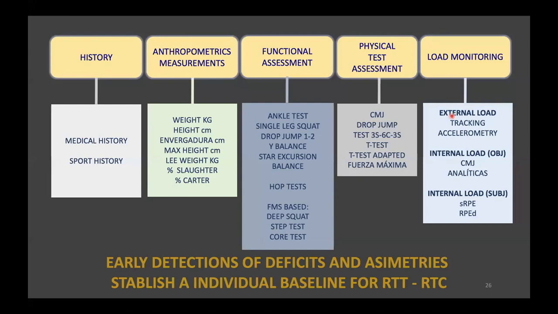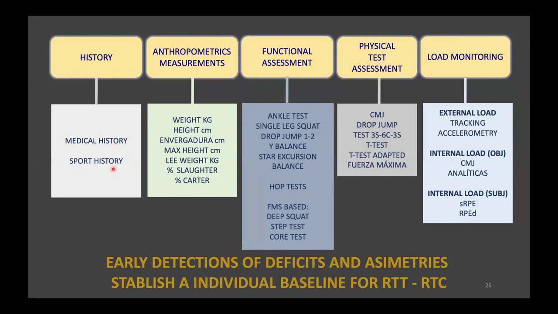Additionally, with this set of tools, we can detect asymmetries, deficits or a lack of mobility, neuromuscular function, stability, balance, many things, showing us a key aspect to improve. Finally, if with this set of tools we find remarkable deficits, we get enough information to draw an individual baseline to reach in case of injury in the future. One of the most important things is the history of the player, the medical history and the sport history. Has he been injured in the past? Is there any injury that we can see repeated in his history?